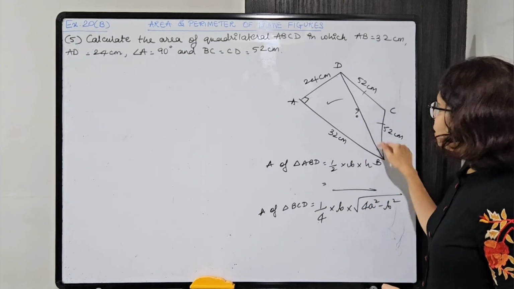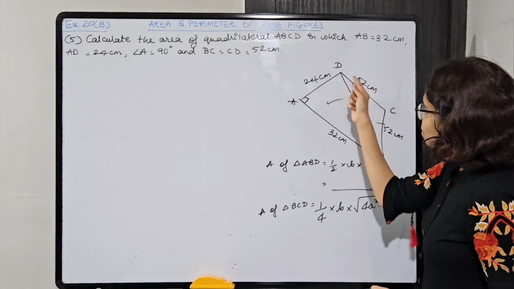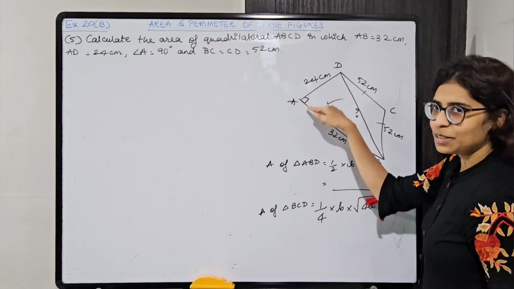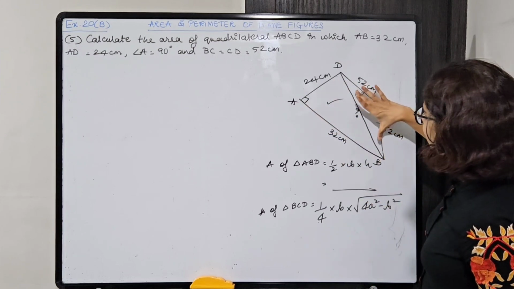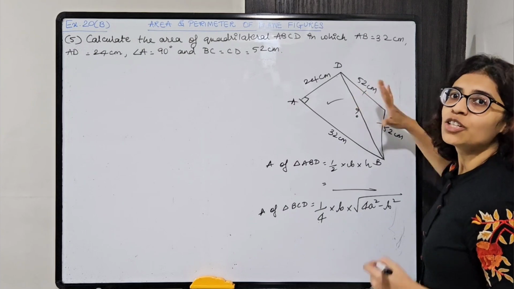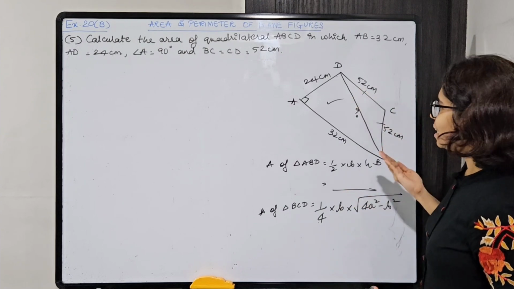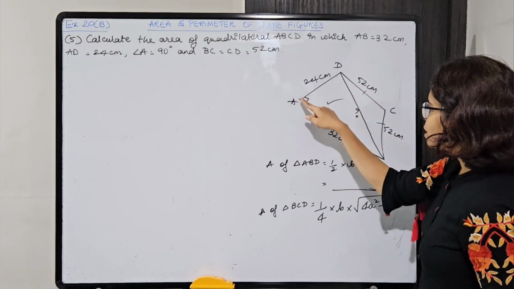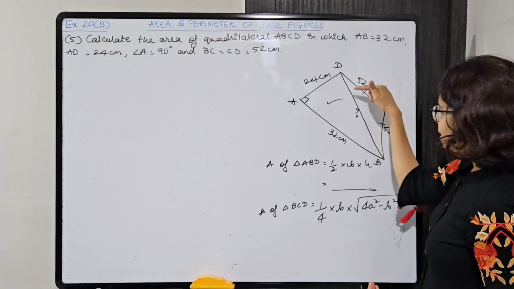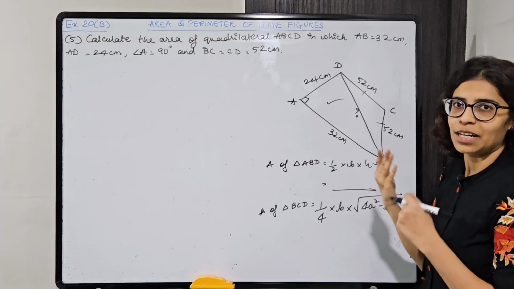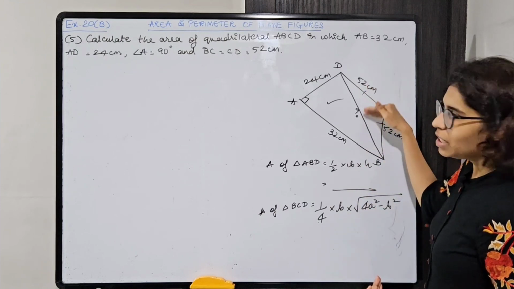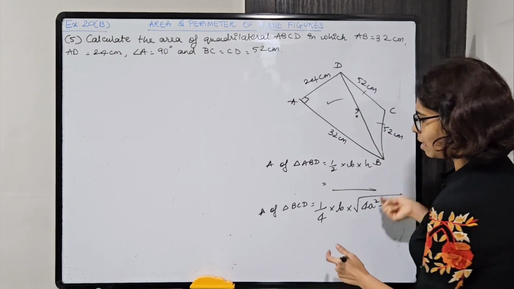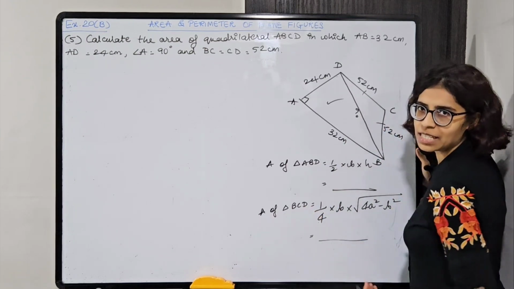Okay, how will I find out BD? BD is a part of this right angle triangle. So BD is the hypotenuse. Using Pythagoras theorem, I can say hypotenuse square is equal to side 1 square plus side 2 square. So I can easily find out BD. Once I get BD, I know A and B in this triangle. I can apply this formula and find out the area of triangle BCD.